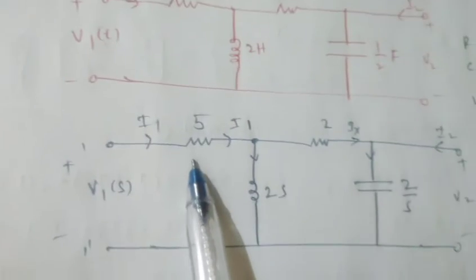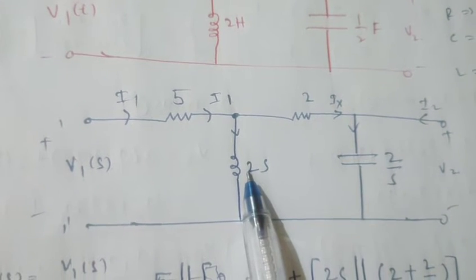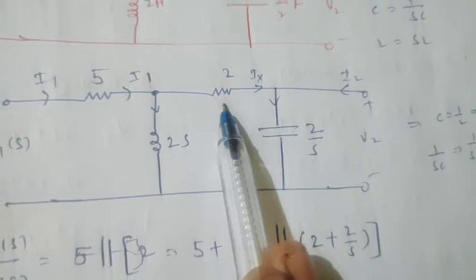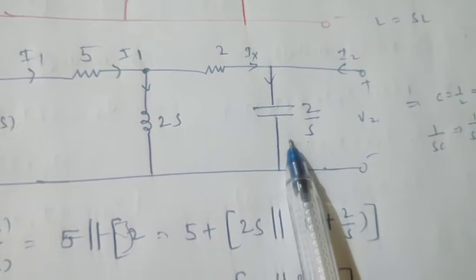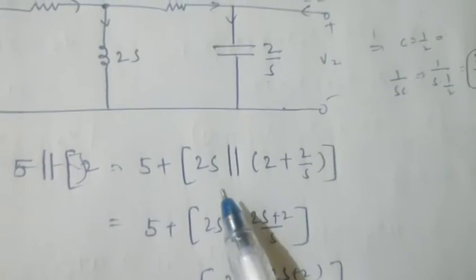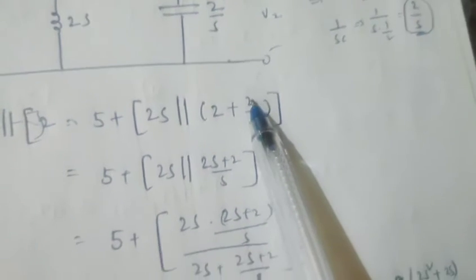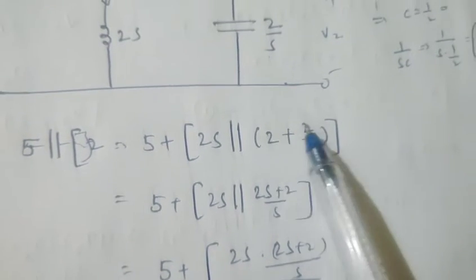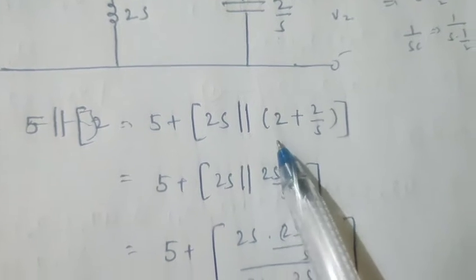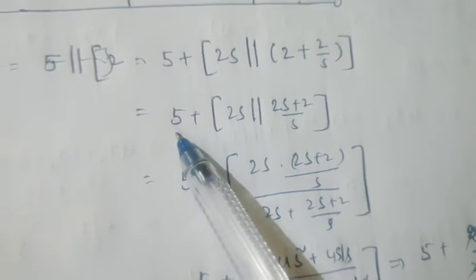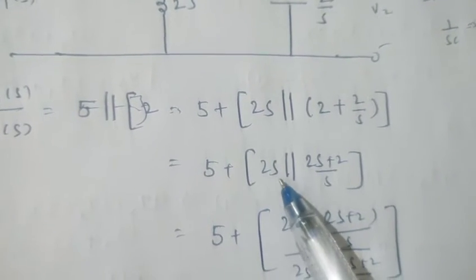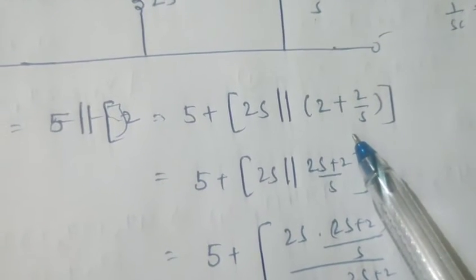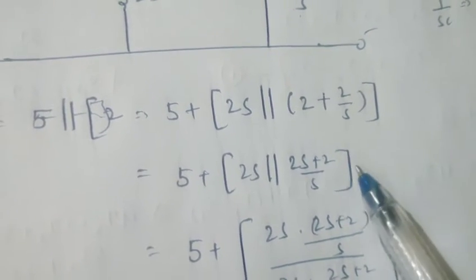So the 5 ohms impedance is in series with the 2S. This 2S is in parallel with this 2 ohms, and again this 2 ohms is in series with the 2 by S. Upon solving this, we know that if any two impedances are connected in parallel, the equivalent impedance value is nothing but R1 into R2 by R1 plus R2. Simply substitute those values here. So here 5 plus 2S is in parallel with the 2 plus 2 by S, so taking the LCM here, it is 2S plus 2 by S.